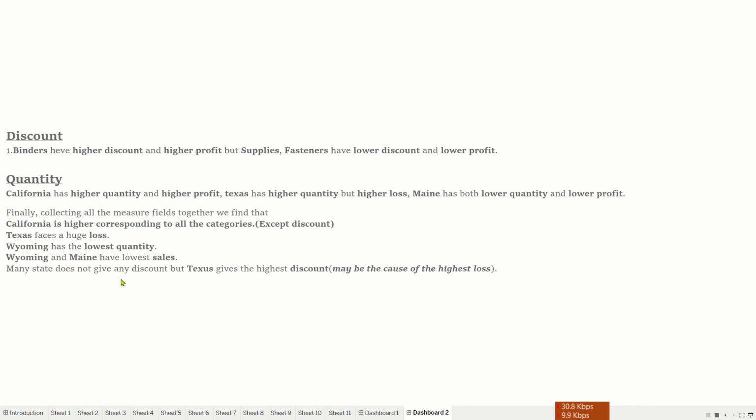Many of the states do not give any discount, but Texas gives the highest discount, and maybe that is the cause of the highest loss.